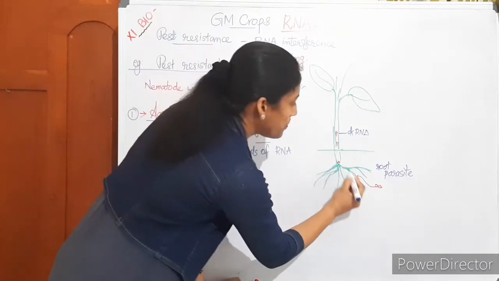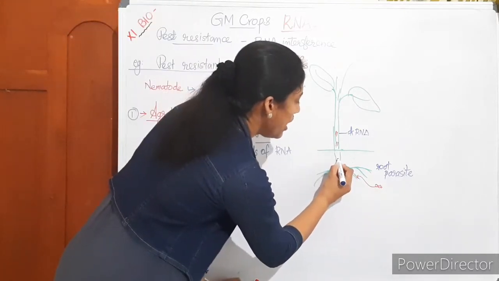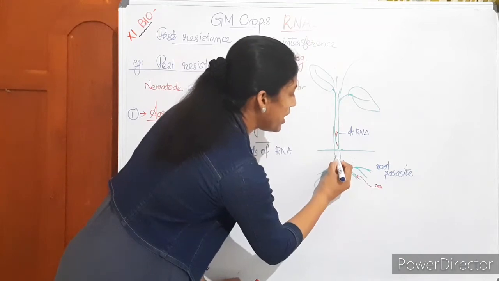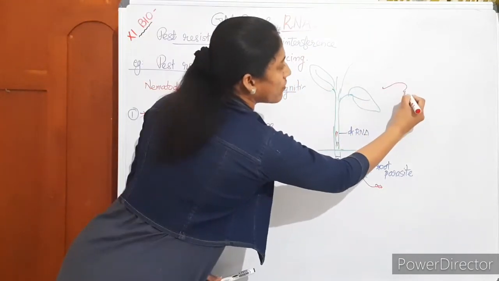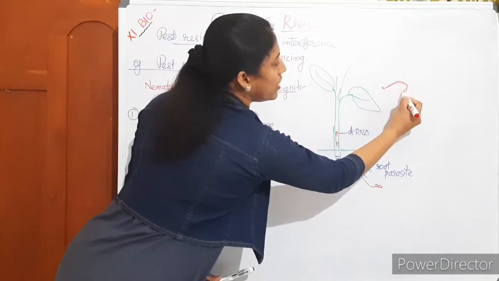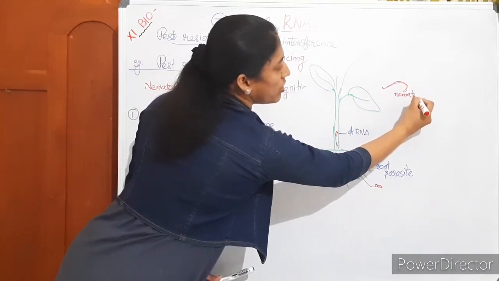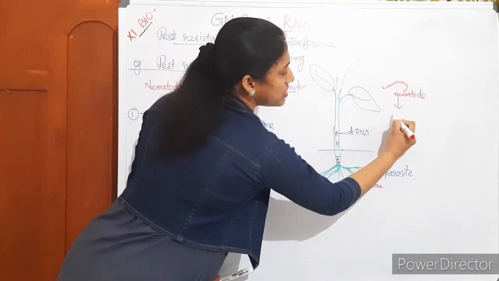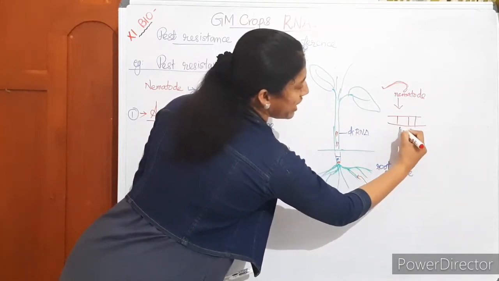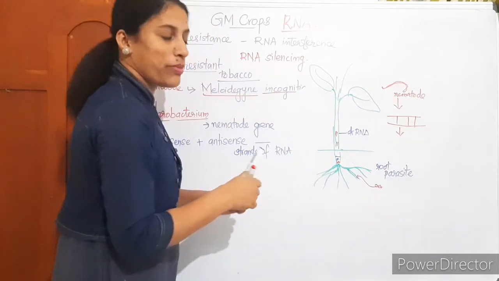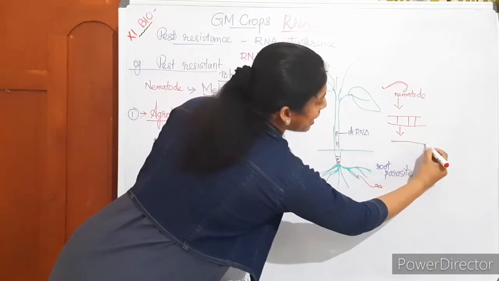Suppose a worm enters here and its DNA is forming its RNA. When the nematode worm enters the transgenic plant, its DNA is there and it is forming its RNA.